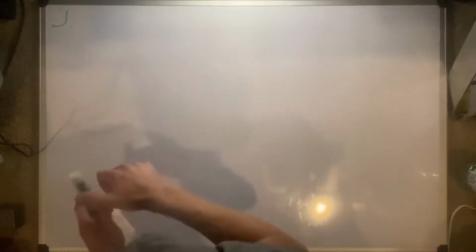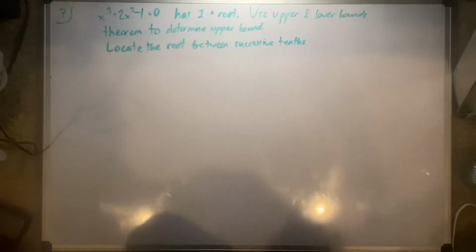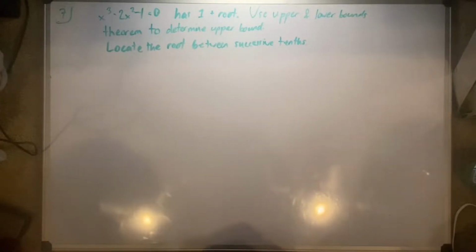Now we're going to do number 7. And number 7 says x cubed minus 2x squared minus 1 is equal to 0 has one positive root. Use the upper and lower bounds theorem to determine the upper bound and also locate the root between successive tenths. So first of all, upper and lower bounds theorem only can work. We can only go through this when we know what roots there are.